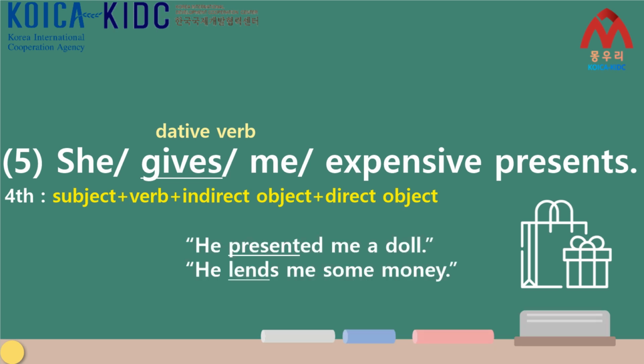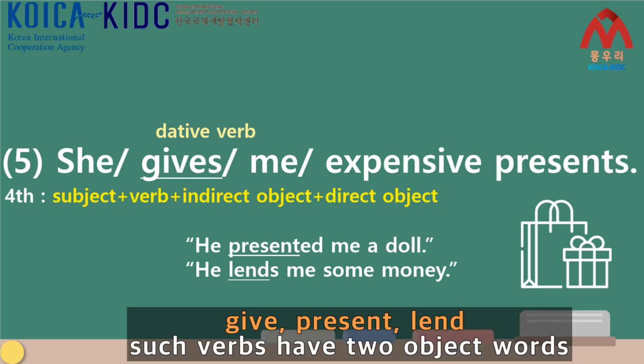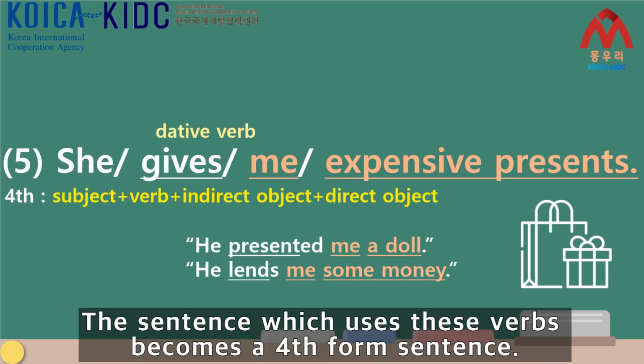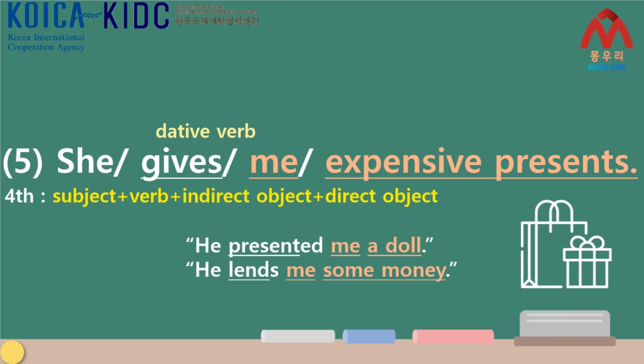He presented me a door. He lends me some money. Give, present, lend. Such verbs have two object words. The sentence which uses these verbs becomes a fourth form sentence.